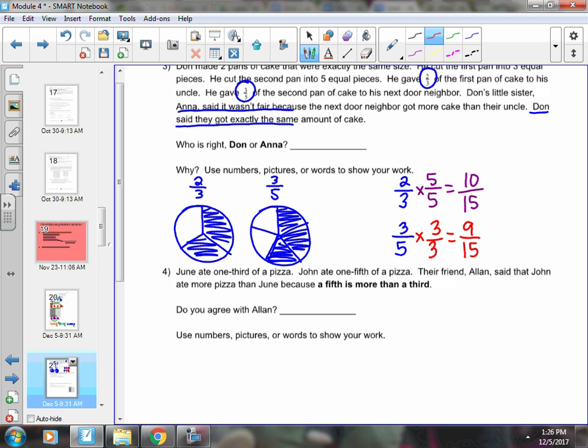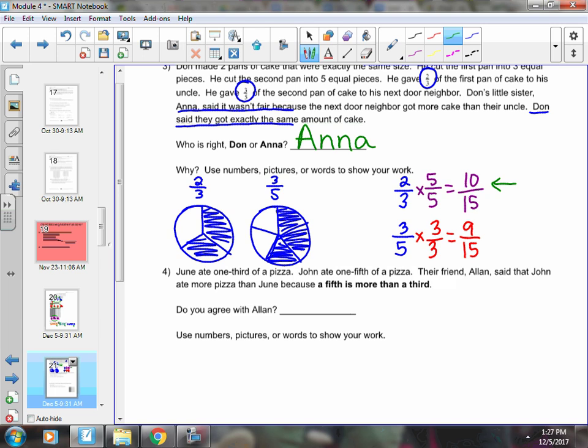Don said they're the same. Don was not correct. The little sister, she was correct. She was right. It's not fair. They didn't get the same amount of cake. One is slightly bigger than the other, right? This fraction is slightly larger, which means Anna was totally right when she said, that's not fair. They weren't the same amount. They were close, but they weren't exactly the same.